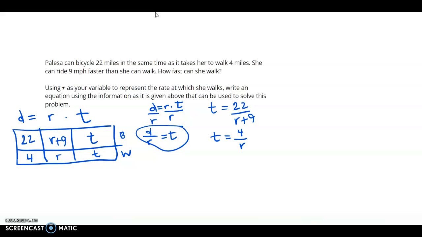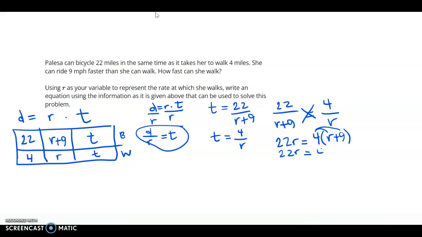Now since these are both equal to t, what I can do is set them equal to each other. So I can say 22 over r plus 9 equals 4 over r. And what's great is I can just cross multiply whenever I have a fraction equal to a fraction. So I get 22r equals 4 times r plus 9. When I multiply this, I need to make sure this 4 gets multiplied into both. So 22r equals 4r plus 36.